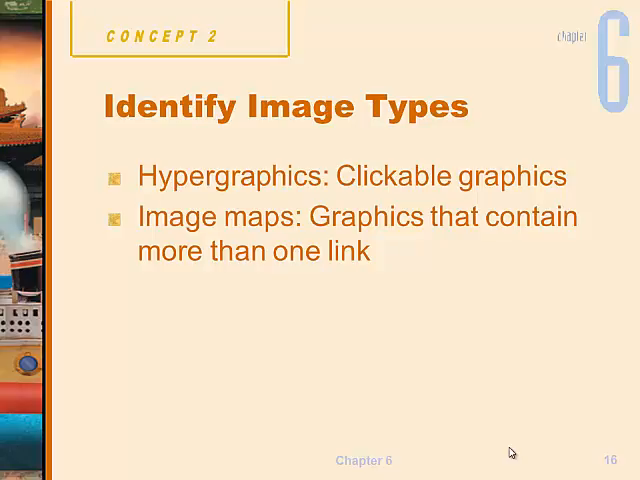A single image usually takes less time to download than multiple images, which is why image maps are commonly used. So that it won't take as long to load, but you have multiple linkage there in that one image.